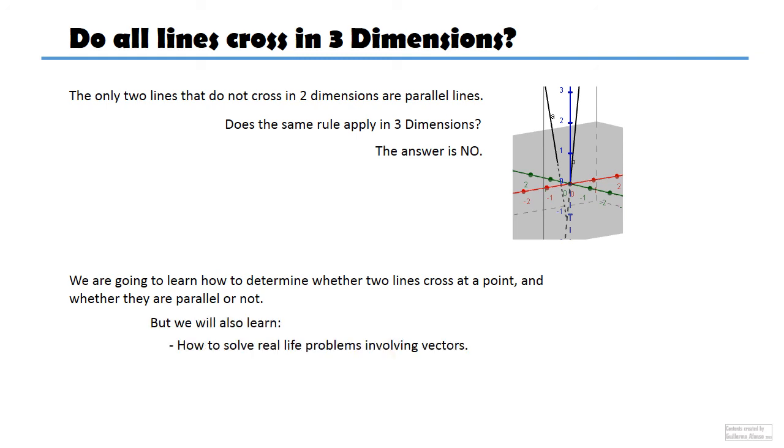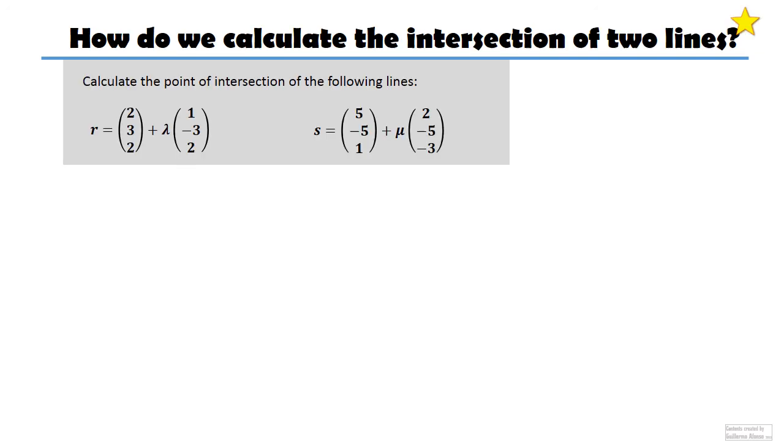So we will do the following things with 3-dimensional lines. We will learn how to solve real-life problems with them. We will learn how to calculate the angle between 2 lines, whether they cross or they don't. Let's find the point of intersection of 2 lines, for example. So here I have line R and line S, and here I have my vector equations of them. So how do you do that?